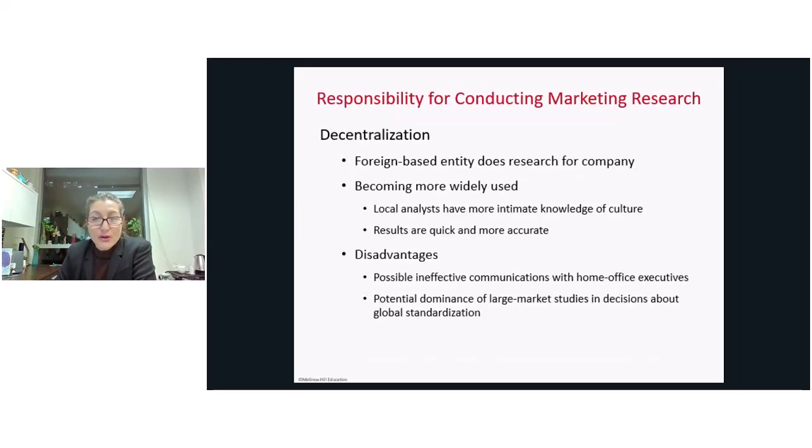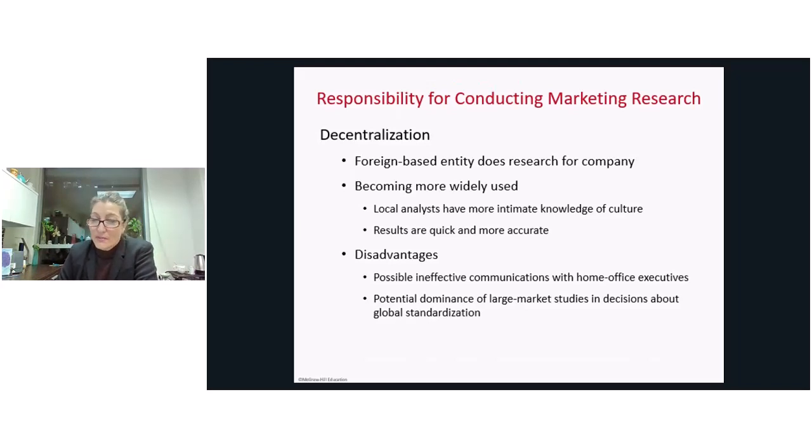In terms of who's responsible for conducting market research, we can take a decentralized approach where the foreign-based entity does the research for an organization, and this decentralization is becoming more widely used because the local analysts, the local researchers have more intimate knowledge of that local culture. And a decentralized approach does result in faster and more accurate research being conducted.